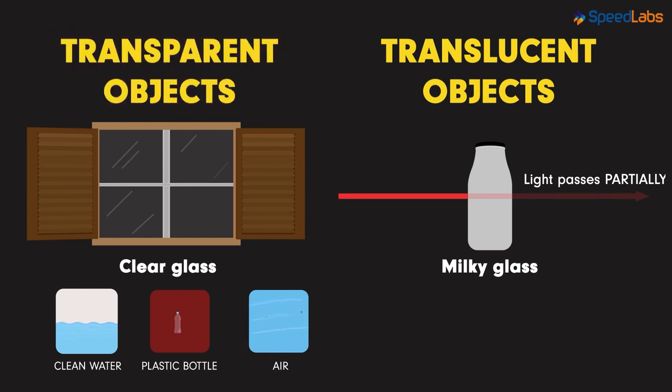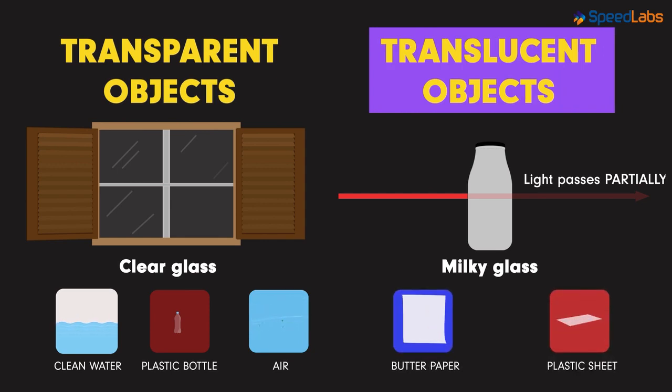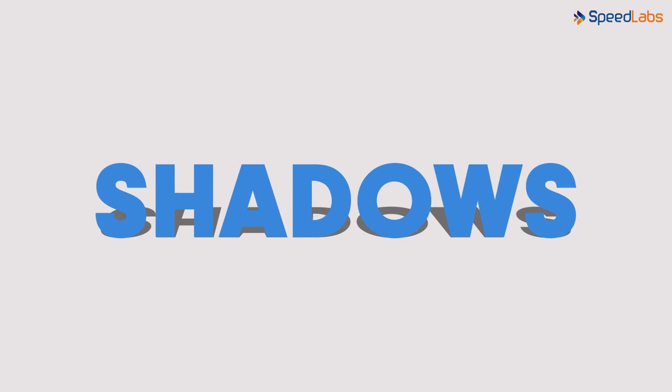Can you think of examples of translucent objects? Yes, butter, paper, thin sheet of plastic, milky glass are a few examples of translucent objects. In the next video, we will learn an interesting concept of shadows.